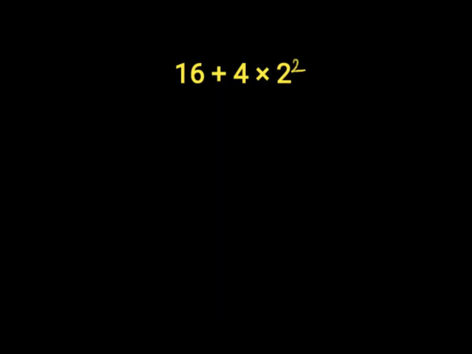16 plus 4 times 2 to the power of 2. 16 plus 4 will give us 20. Then we have 20 times 2 to the power of 2. 2 to the power of 2 is 2 times 2. 2 times 2 will give us 4. Then we have 20 times 4. 20 times 4 will give us 80.